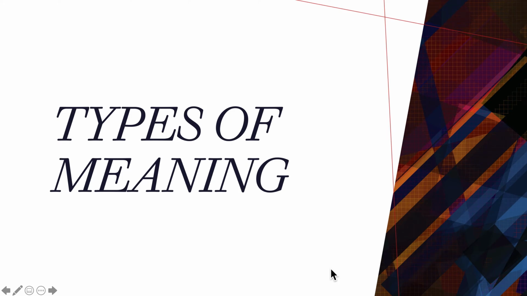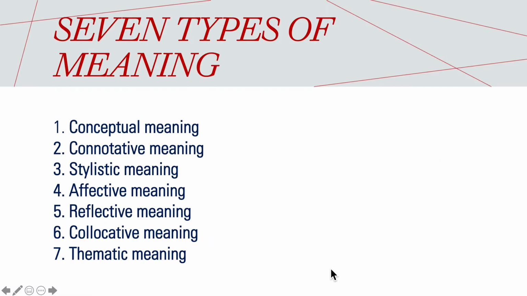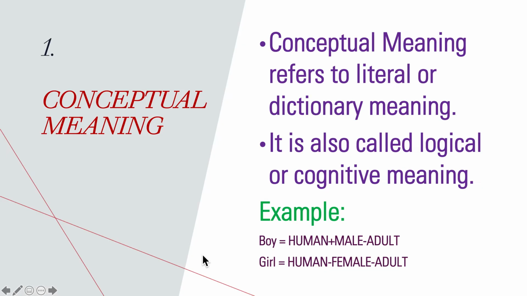Hello and welcome to the topic of types of meaning. The famous scholar Geoffrey Leech has described 7 types of meaning. Those 7 types of meaning are as follows: conceptual meaning, connotative meaning, stylistic meaning, affective meaning, reflective meaning, collocative meaning, thematic meaning. Let's discuss each one of them.